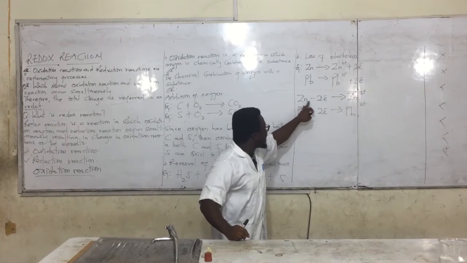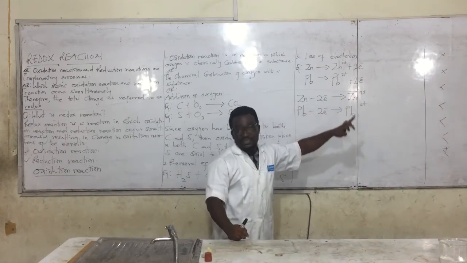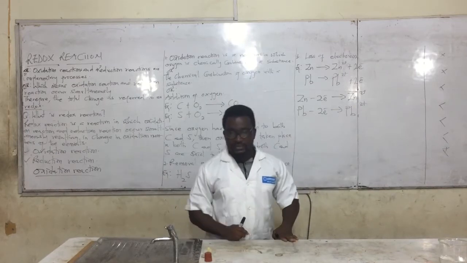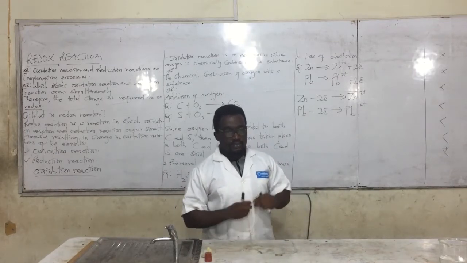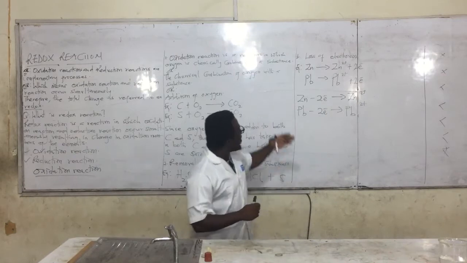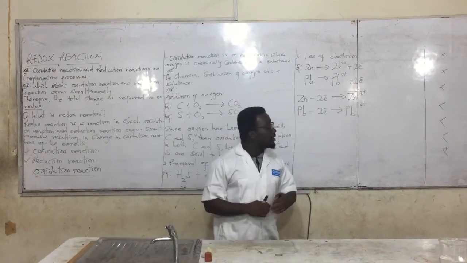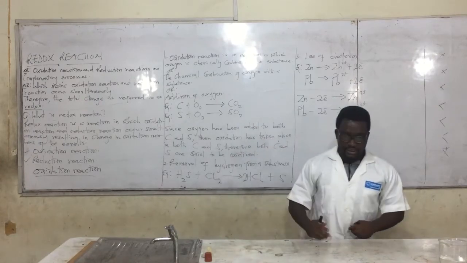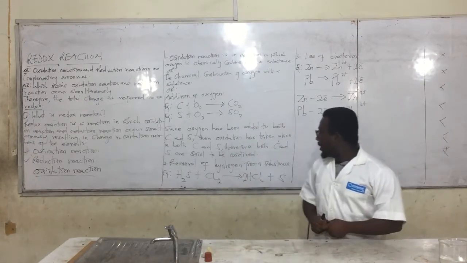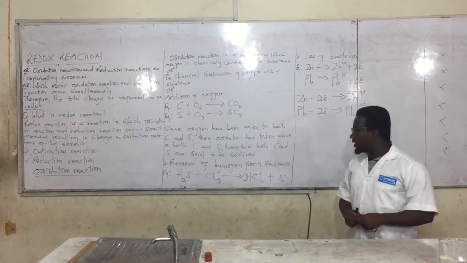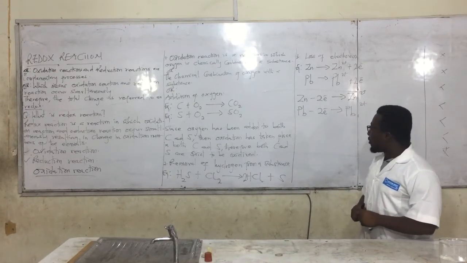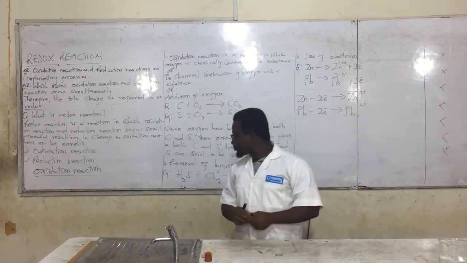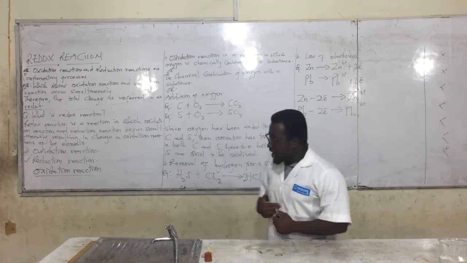So it means that zinc lost 2 electrons to become Zn2+. Pb lost 2 electrons to become Pb2+. When it happens this way, the equation is balanced. And then all these processes explain loss of electrons, which explains the oxidation reaction. Now we are going to look at the last process, which is reduction.